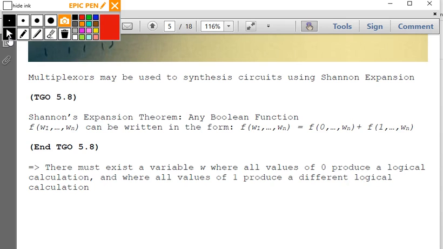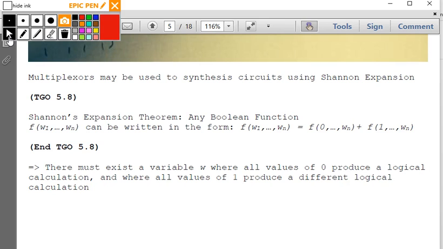This function can be written in the form W1 through Wn is equal to function 0, comma, W2 through Wn, or function 1, W2 through Wn. So what that means is you can take any variable in that function and reduce the remainder of the function to: if that variable is 0, the result is going to be this function. And if it's 1, it's going to be this other function.